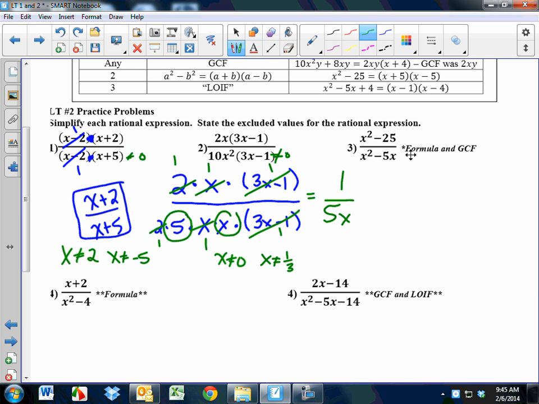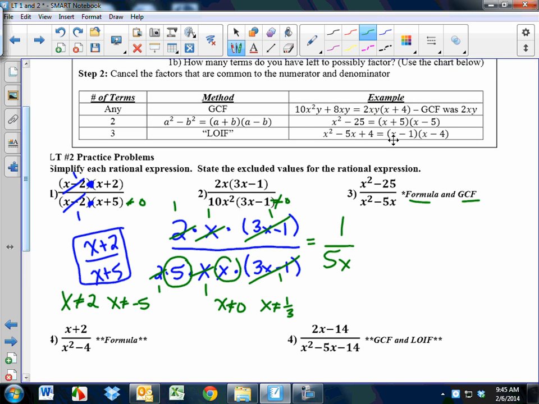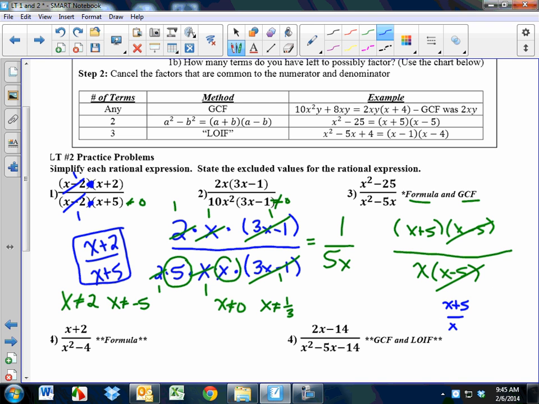So the first step is to factor the numerator and factor the denominator. The numerator is x squared minus 25, and it factors using the difference of two squares to x plus 5, x minus 5. If you need help with the factoring, we need to watch another video, or we need to come in for tutoring to get that help. The denominator factors using GCF to x times x minus 5. And then the factors x minus 5 will cancel, giving us a final answer of x plus 5 over x.